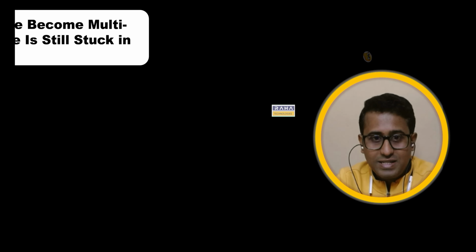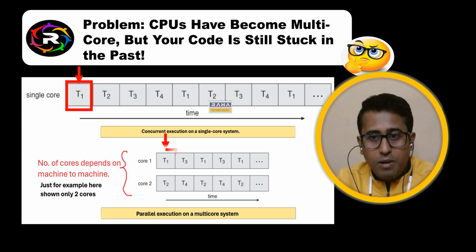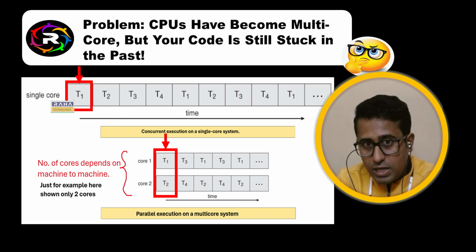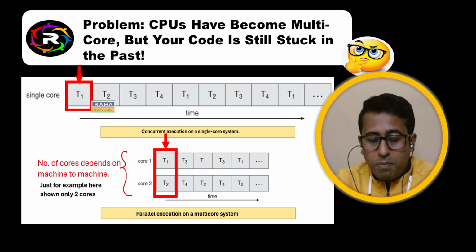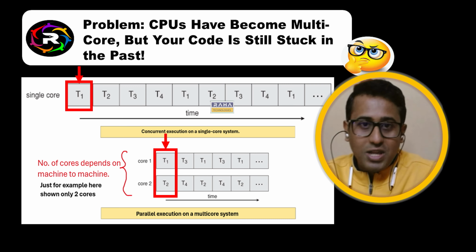What is the difference? Sam's program is stuck in the past, running single-threaded while modern CPUs have multiple cores. But Peter, on the other hand, unlocks the full power of Java parallelism. Let's break it down so even a 10-year-old can understand.